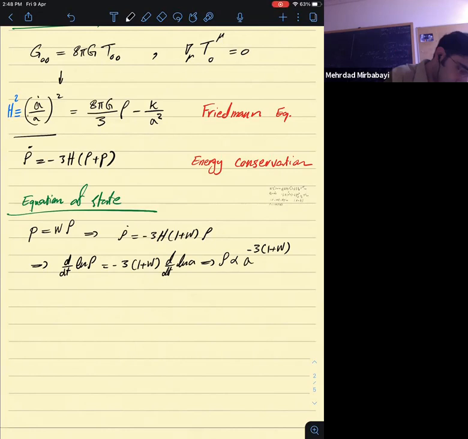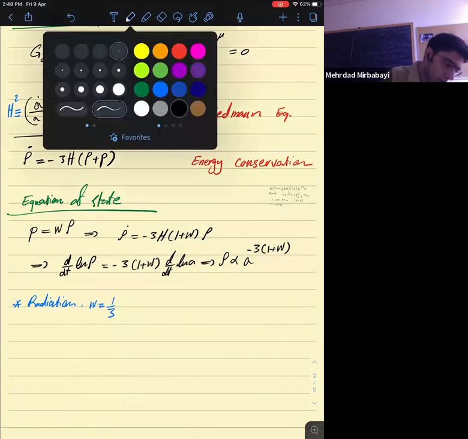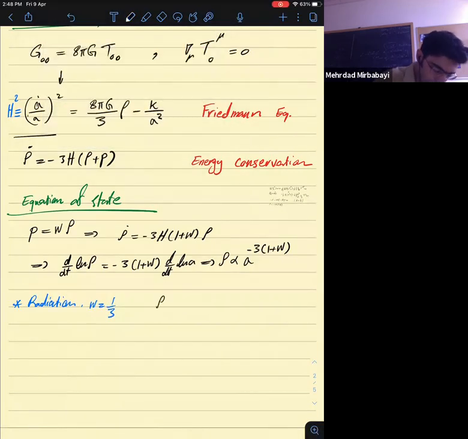Okay, let us now consider examples. So example 1 is radiation. W equals 1/3. Then I will have rho radiation proportional to A to the -4.